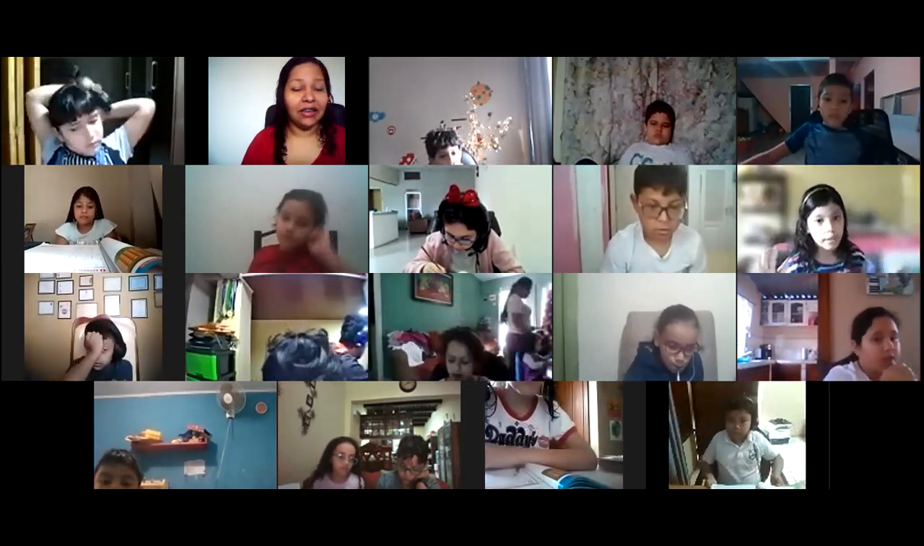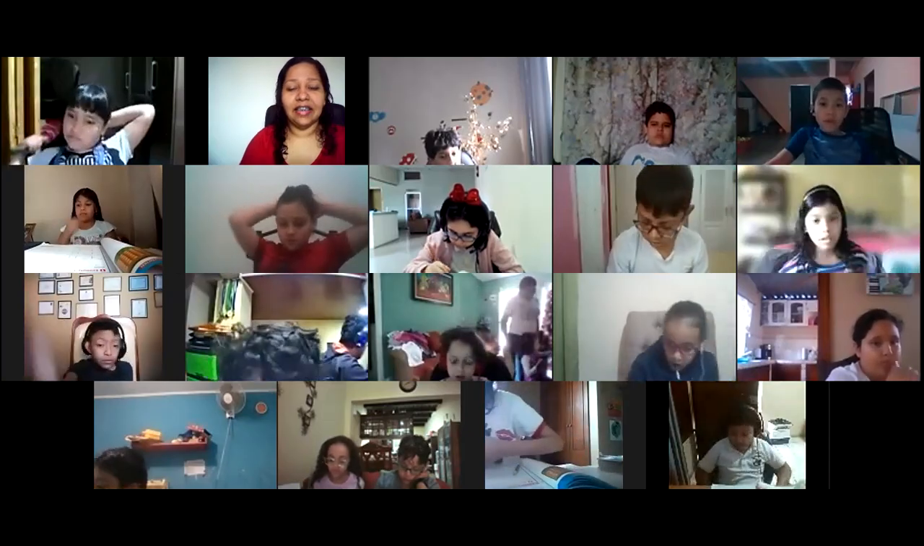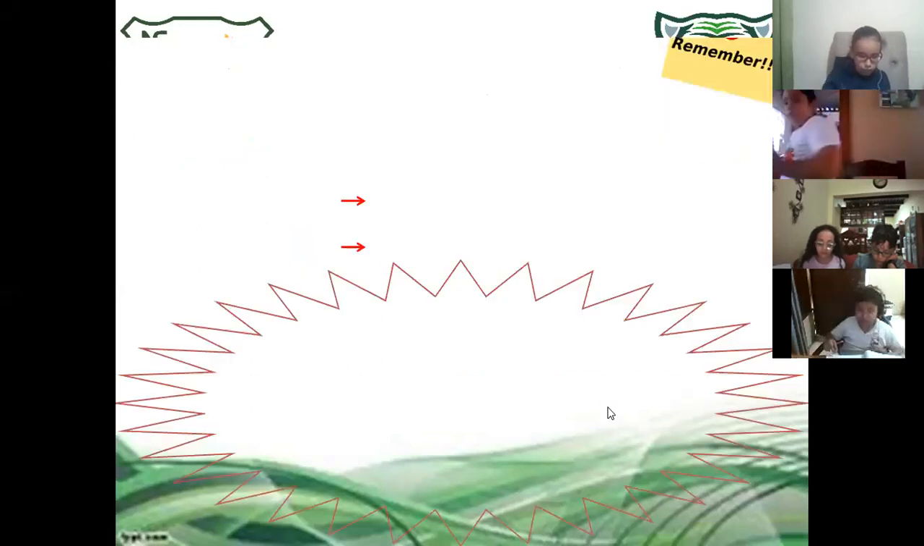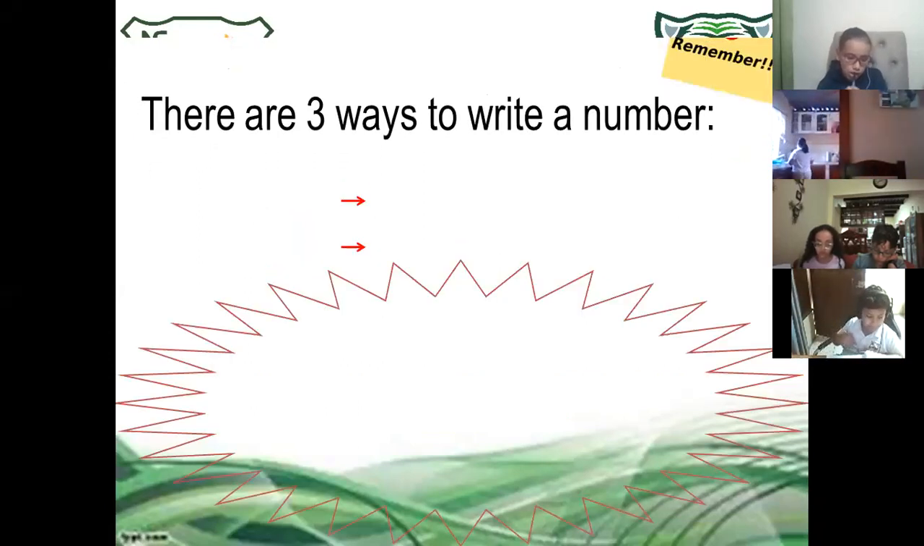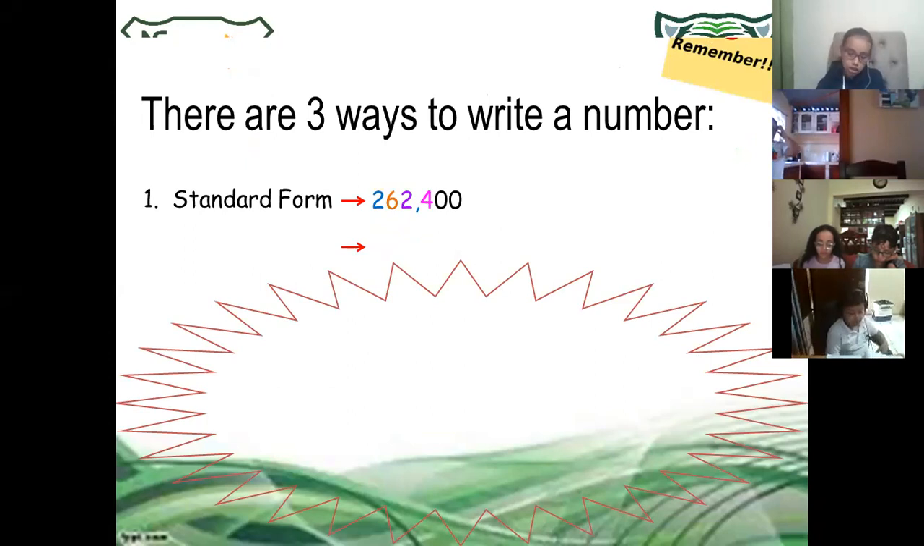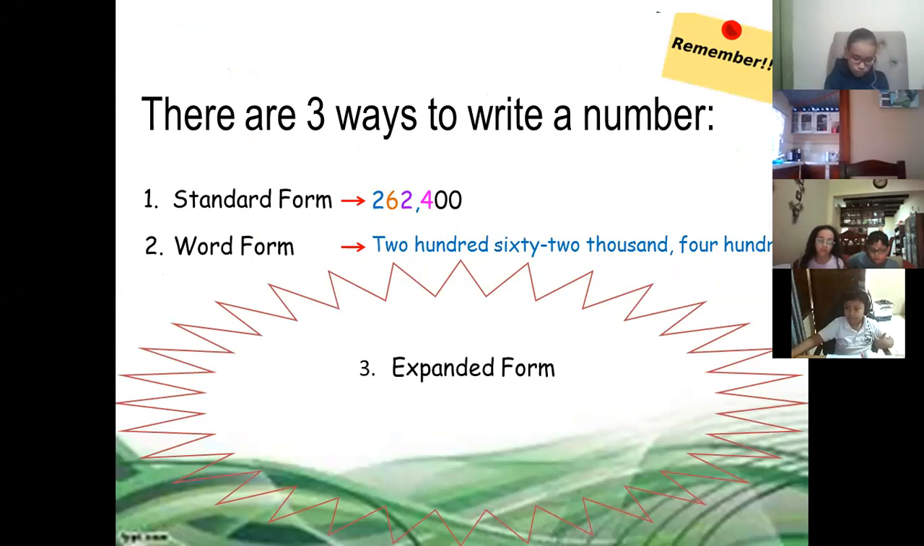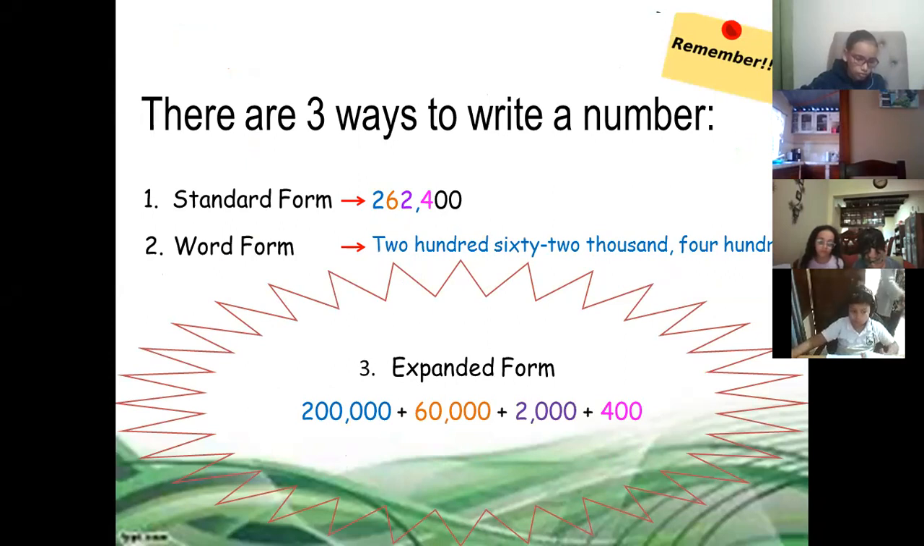Please open your book there on page 67. 67 and 68 we are going to be working on, okay? In here, just the 3 ways to write a number. Standard, that you remember, is when we write the numbers. And word form, when we write the numbers into words, like 200. And the last one is expanded form, the one that we are going to be working on right now, okay? It means that we're going to write the numbers in whole numbers.